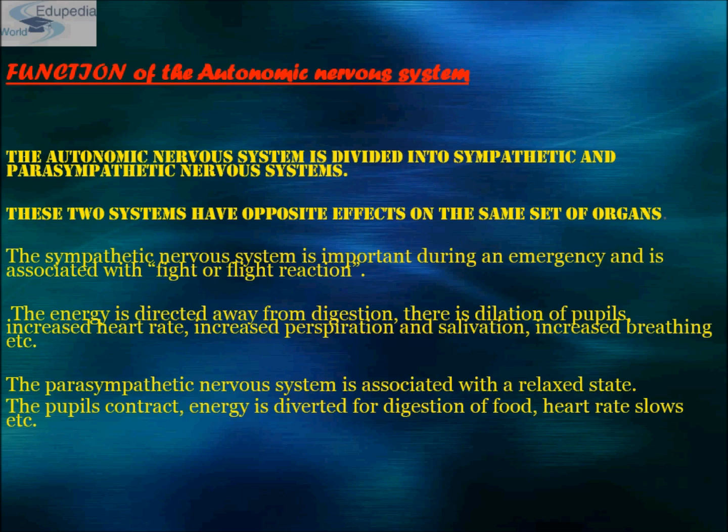The parasympathetic nervous system is associated with a relaxed state. That means it calms the body, such as it contracts the pupil, energy is diverted for digestion of food, heart rate slows, etc. So this is the function of the autonomic nervous system, which is divided into two parts: your sympathetic nervous system and parasympathetic nervous system.